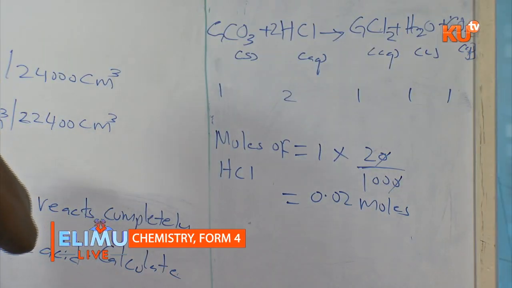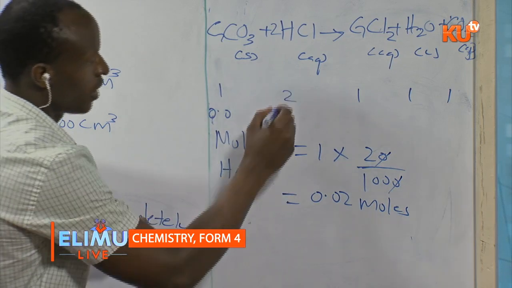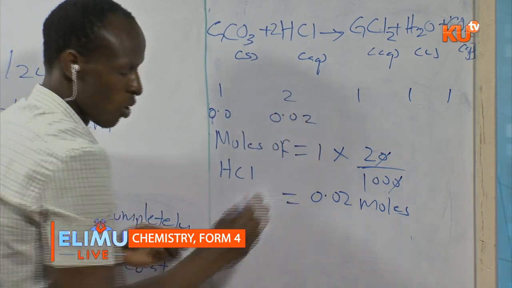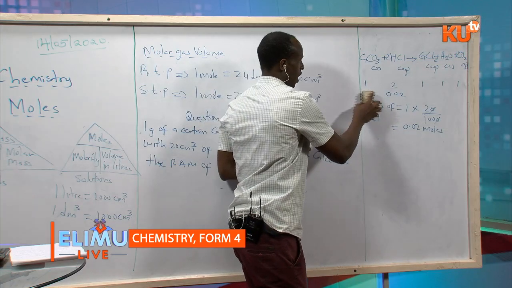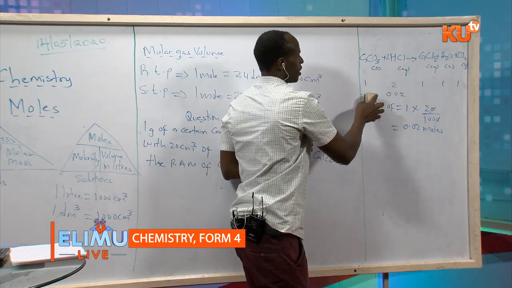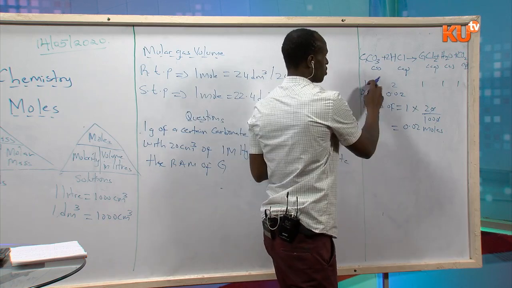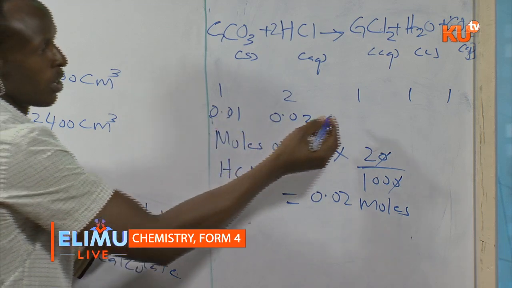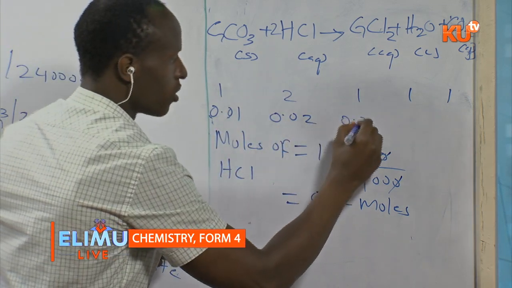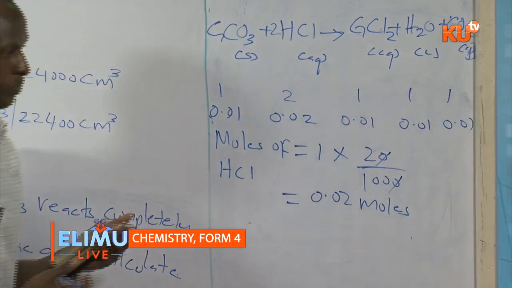0.02 moles. So the ratio... those are moles for HCl, 0.02 moles. So if HCl has 0.02 moles, and here the ratio is 1:1, it means automatically here is 0.01. The ratio is 1:2, so this is half of this. So you divide by 2. Also these are half of it, so 0.01, 0.01, 0.01.